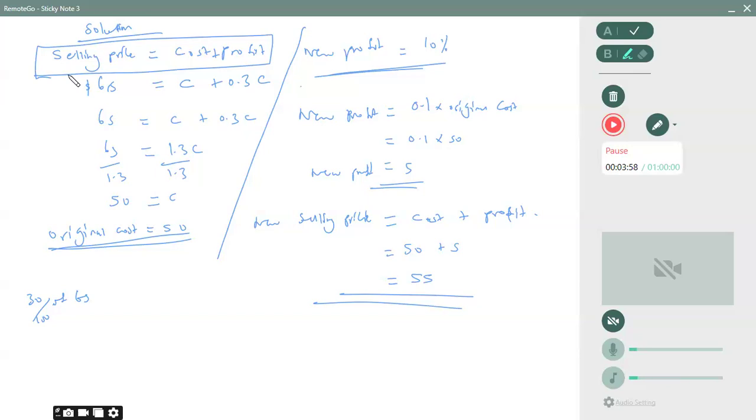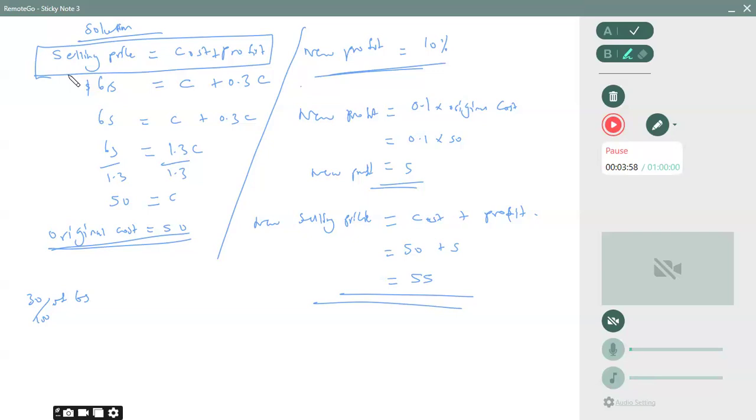Would that work also? Though it would give us different values anyway. No, it won't work. Our aim here is first of all to find out what our original cost was, even before anything takes place. Yeah, even before the profit. Before the profit, we have to first go back to our formula.